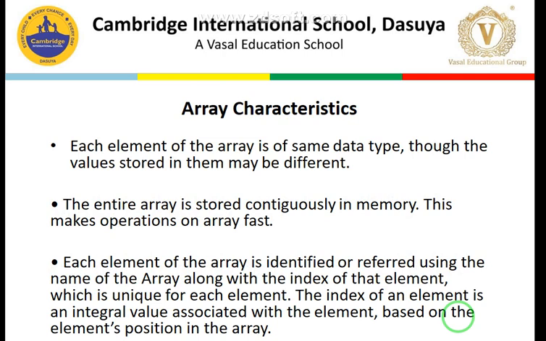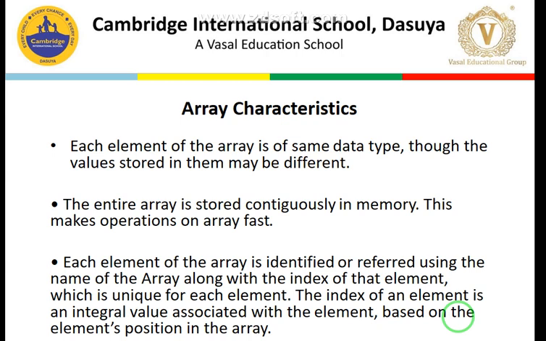Now, what are the characteristics of an array? Each element of the array is of the same data type. That's very important, that all the elements should be of the same data type. We'll take up the examples also on the Jupyter notebook. Though the values stored in them may be different. So values can be different, but their data type should be the same.